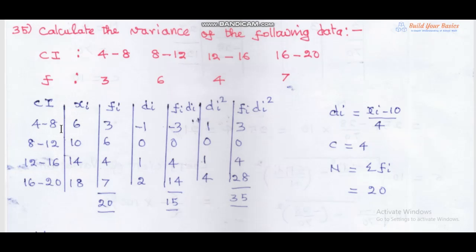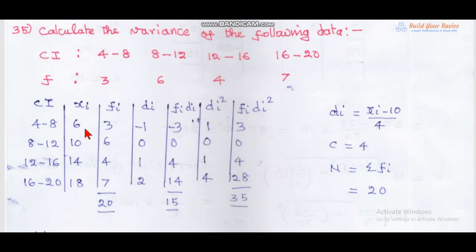4 plus 8 divided by 2, 6. 8 plus 12 divided by 2, 10. 12 plus 16 divided by 2, 14. 16 plus 20 divided by 2, 18. So the values of xi: 6, 10, 14, 18. The common difference of xi is 4. So we can do by step deviation method with the step 4.